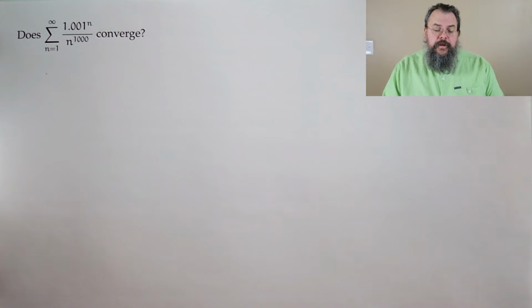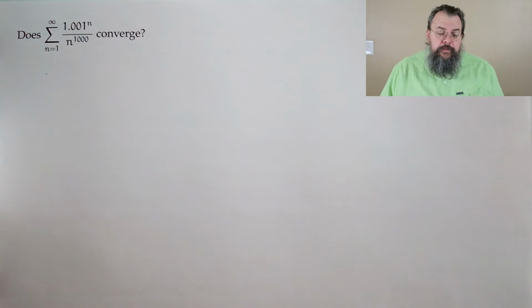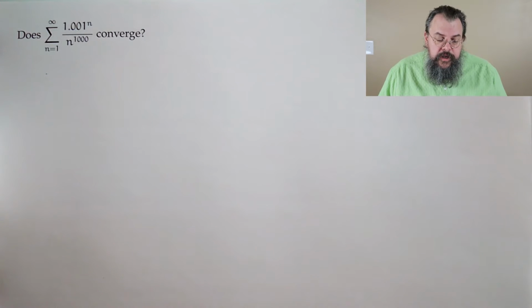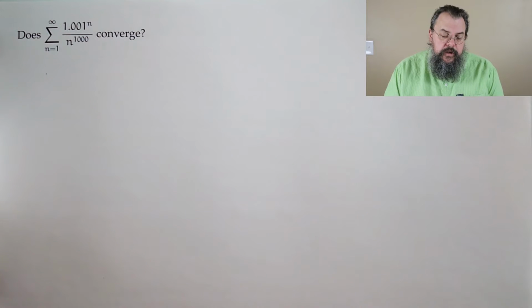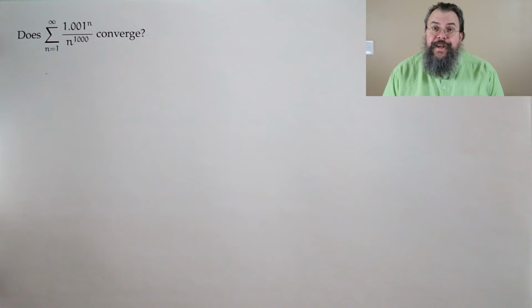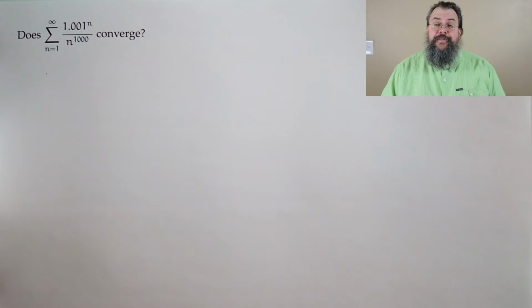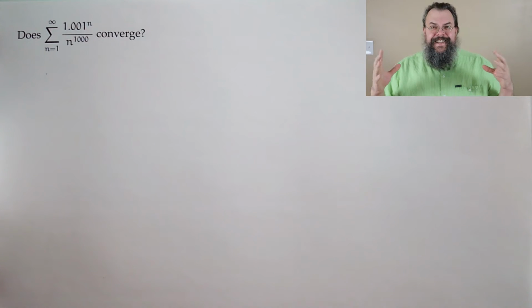Does the sum from 1 to infinity of 1.001 to the n divided by n to the 1,000 converge? Well, you might start by saying, what's the first term? Well, 1.001. All right, what's the next term? 1.001 squared is about 1.002. On the other hand, 2 to the 1,000 is huge.